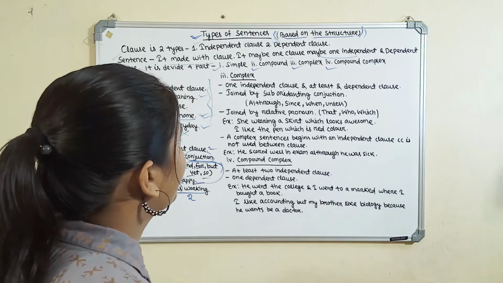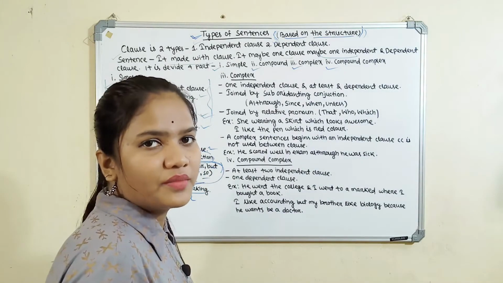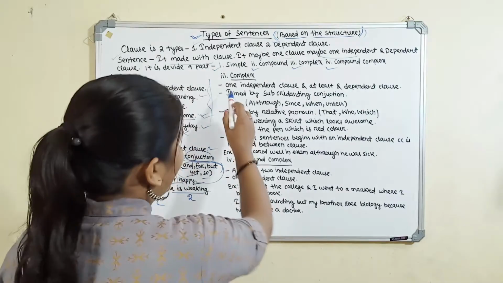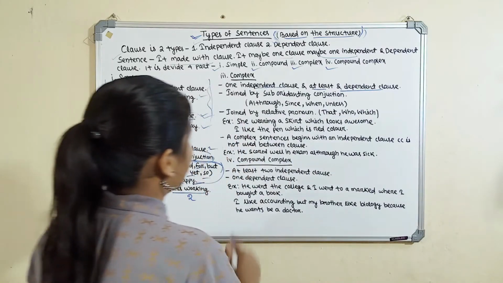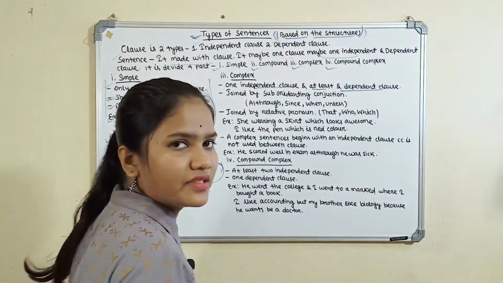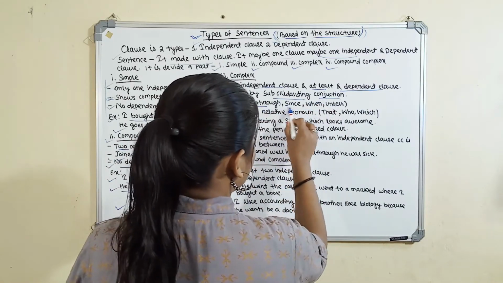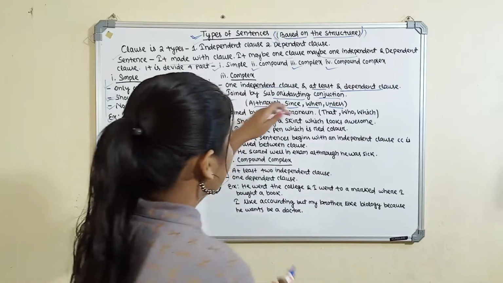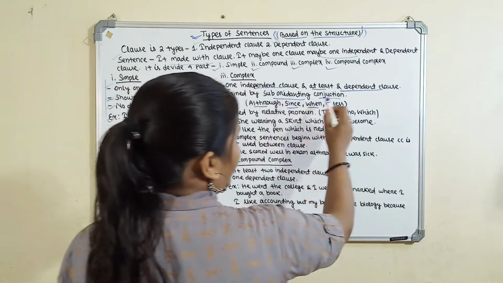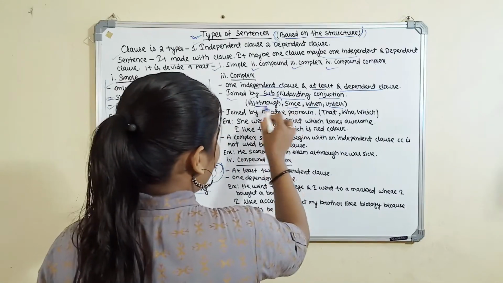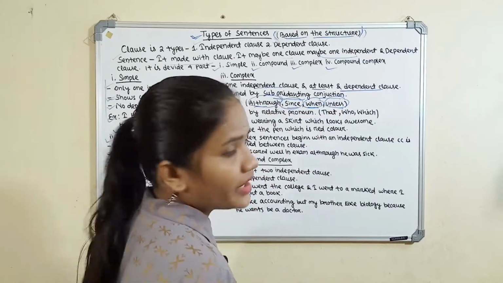Okay, then we will move to the third type, that is the complex sentence. It is very important, we have to learn carefully. Firstly, one independent clause, and second, at least one dependent clause. One independent clause with dependent clauses, joined by subordinating conjunctions, that is although, since, when, unless. Here is the coordinating conjunction, here is the subordinating conjunction.